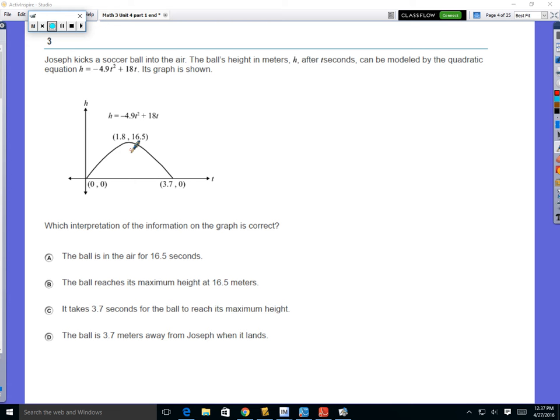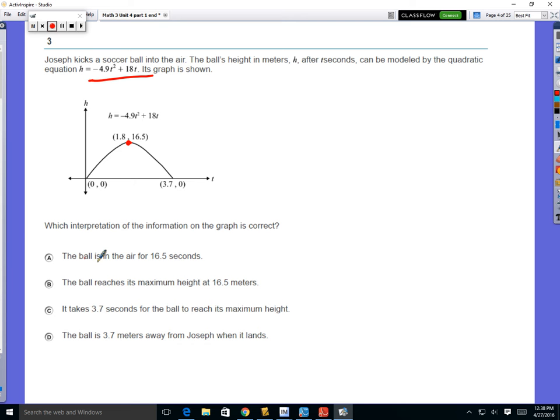Number 3, Joseph kicks a soccer ball into the air. The ball's height after time can be modeled with this graph and this formula. So this is height and this t is time in seconds. So this is like 3.7 seconds, and that's 0 feet. So right here at the vertex, the maximum, it took 1.8 seconds to get there, and it is 16.5 feet high. So what interpretation is correct?